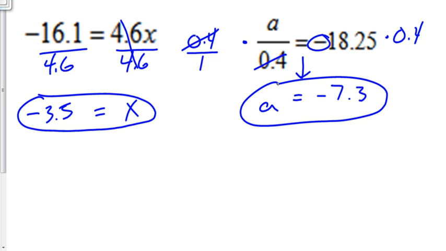So that's my final answer there for our last example for the day. Hopefully that worked out. You can check how you did that problem and make any corrections you might need to.